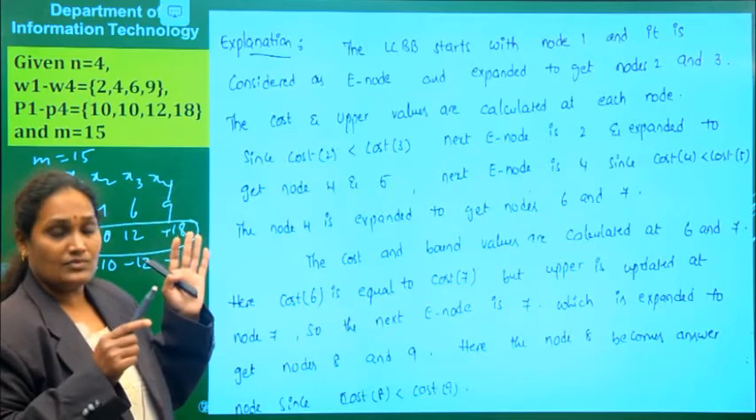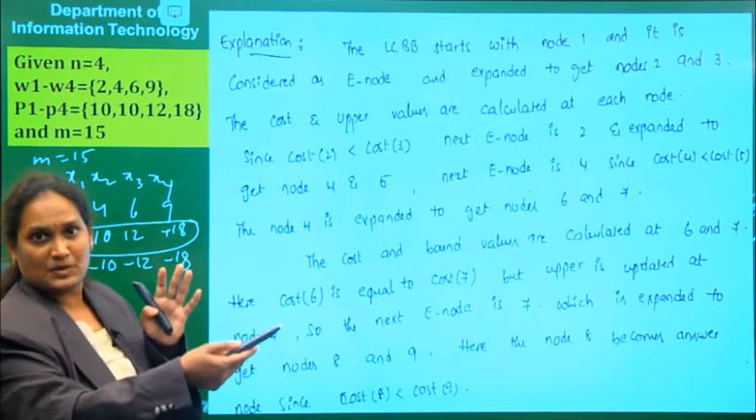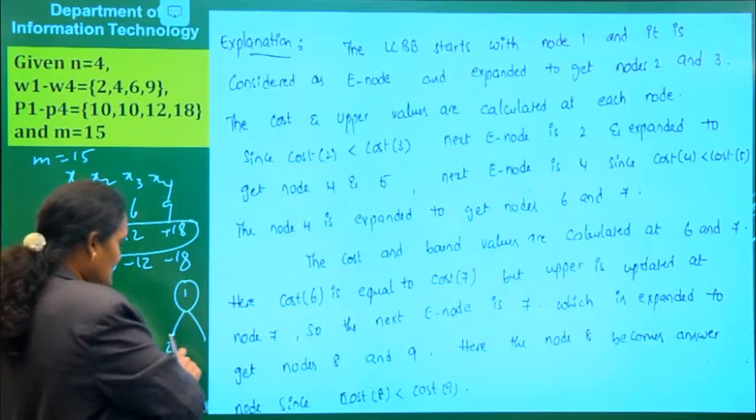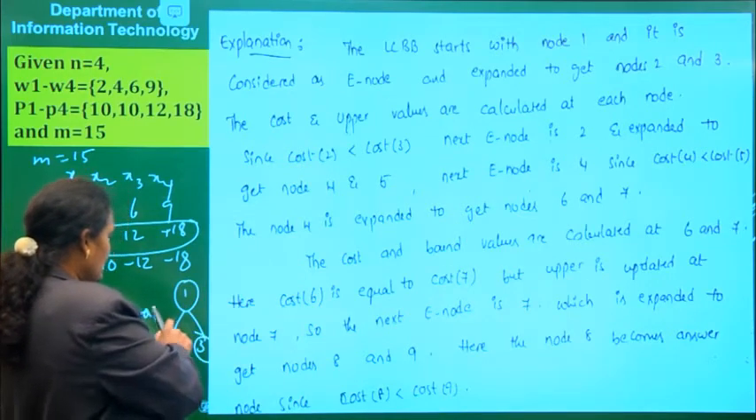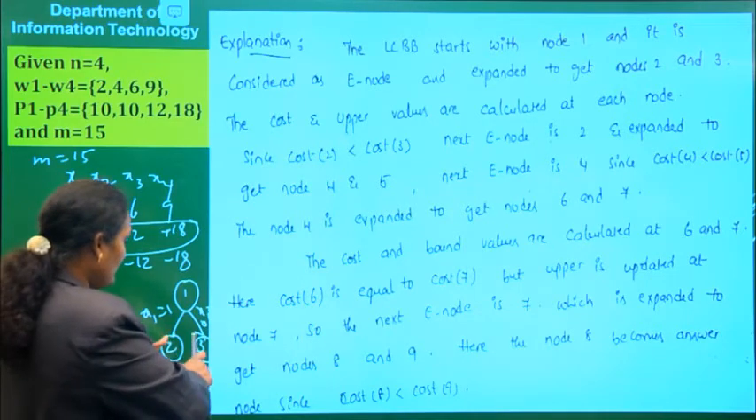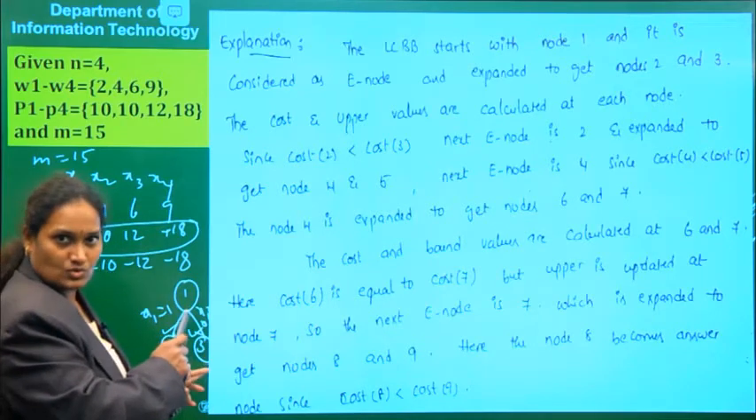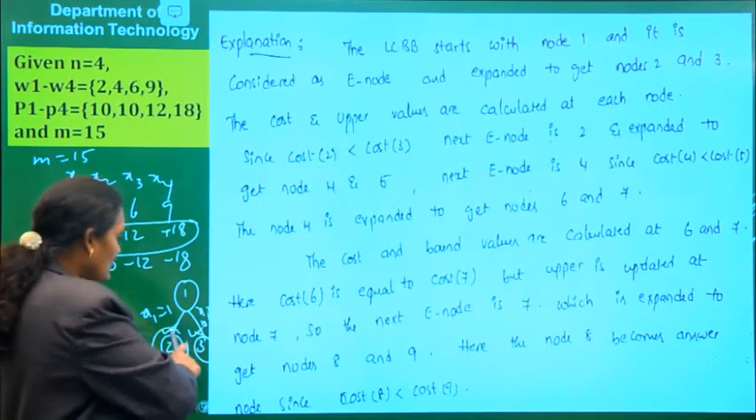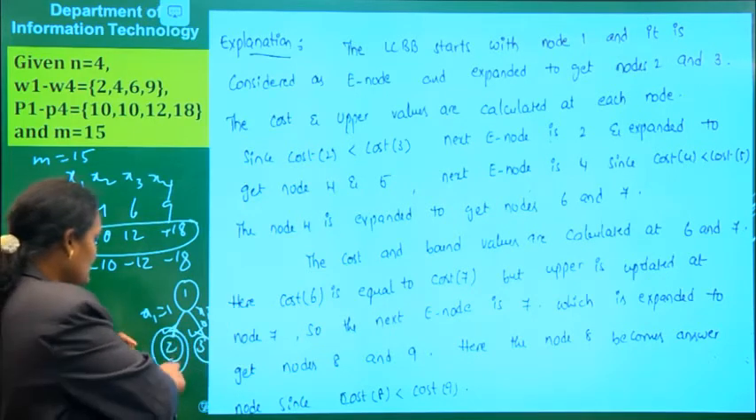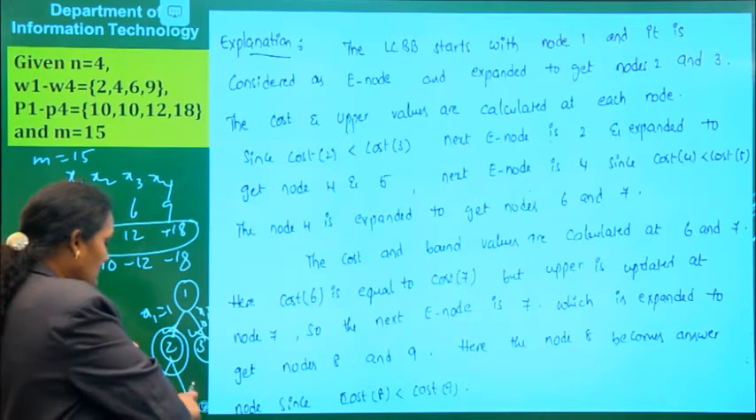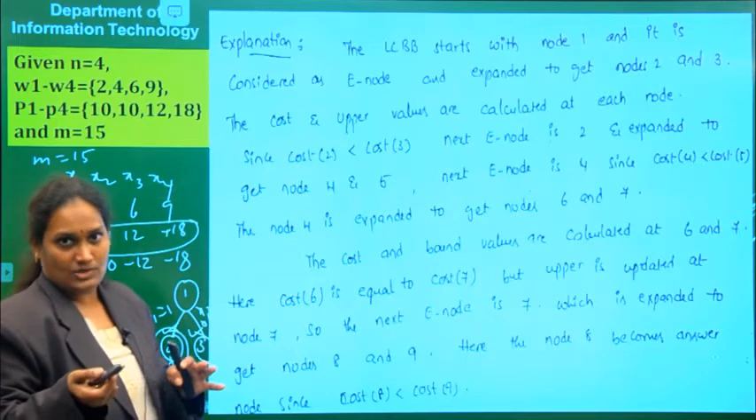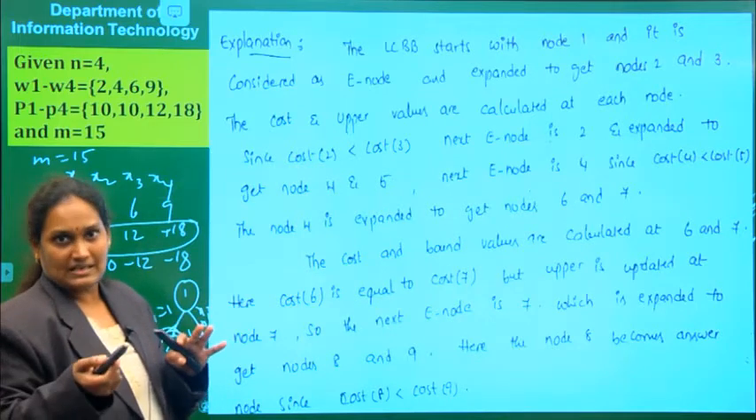Suppose, for example, I write the tree like this: here x1 is equal to 1, and x1 is equal to 0 here. I go for finding the cost and upper bound values at these two nodes. If the cost of this node is less when compared to the cost of that node, we consider this as the E node and expand it. This process is continued till we get the solution, that is, till all the objects are completed.